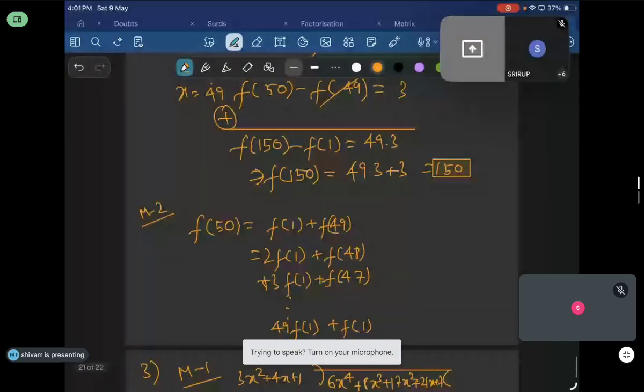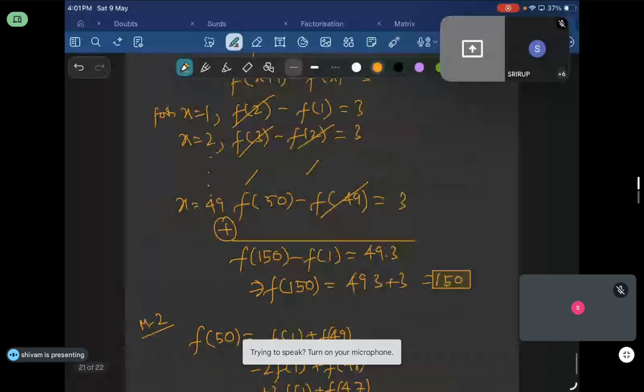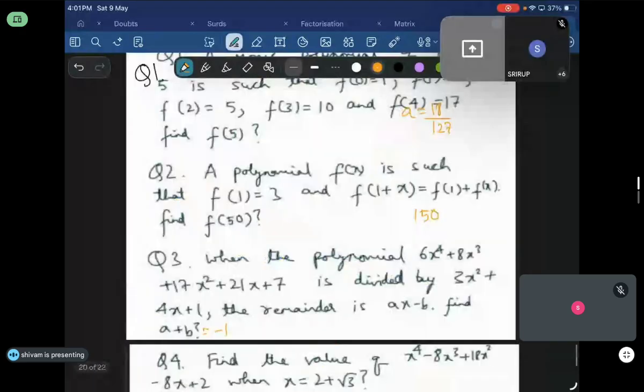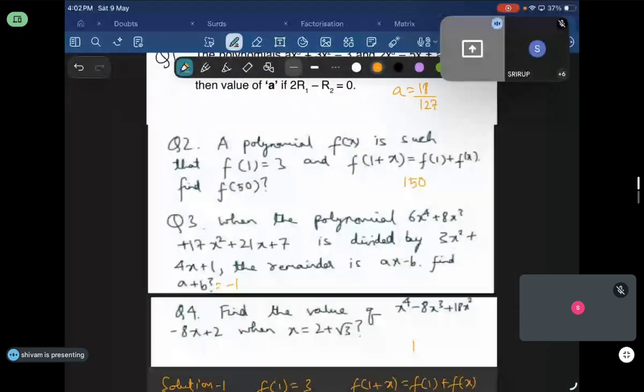Okay. Next, number 4 is 1. Anyone having any doubt up to this much? Tell me. No? Last day what have we done? Oh, we were doing vanishing method.